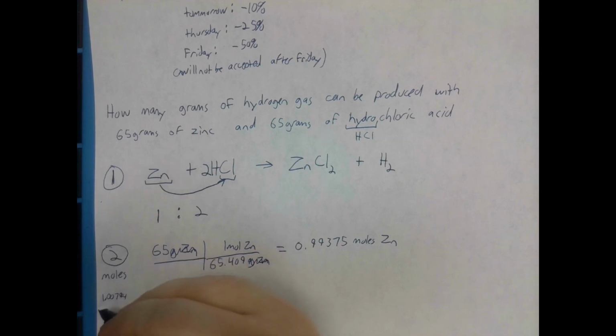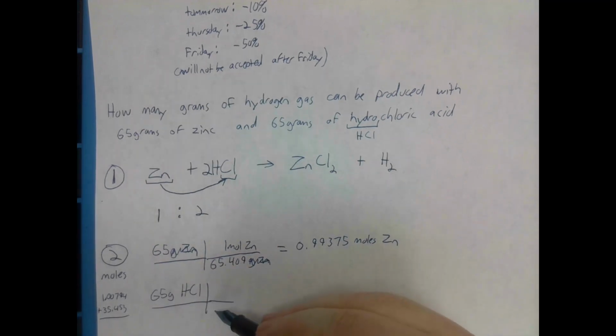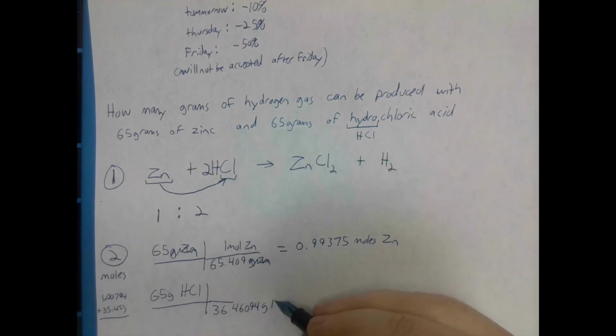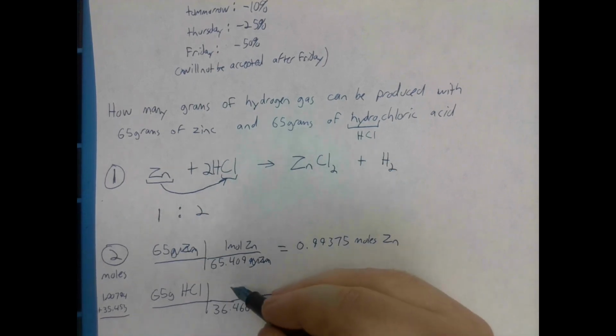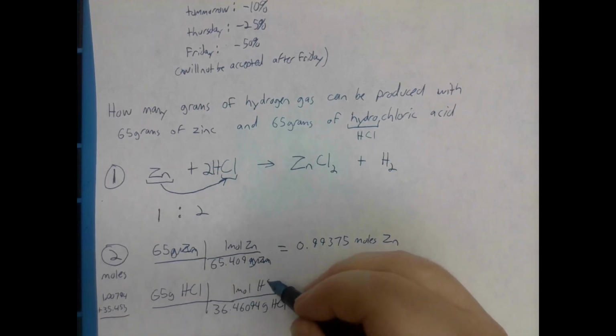So we add together the molar masses, and we get 36.46094 grams of hydrochloric acid per 1 mole of hydrochloric acid.